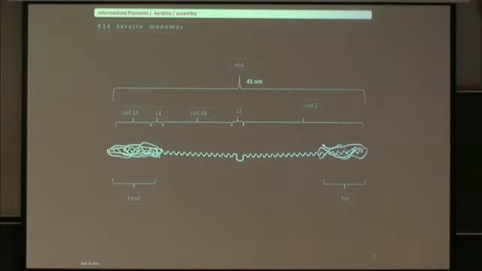Okay, this is what a keratin molecule looks like. Basically, it has an alpha helix, which is called the rod, which has a length of about 45 nanometers. And basically, we have a coil 1 and a coil 2, separated by a linker element, which is seen here. And coil 1 also has a linker, which is a little bit hidden here.